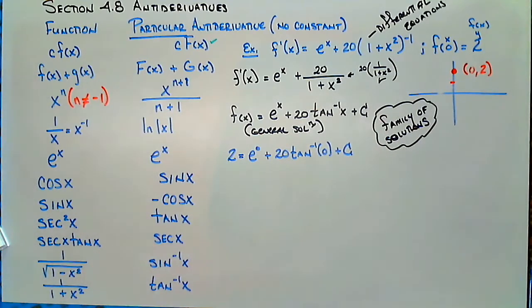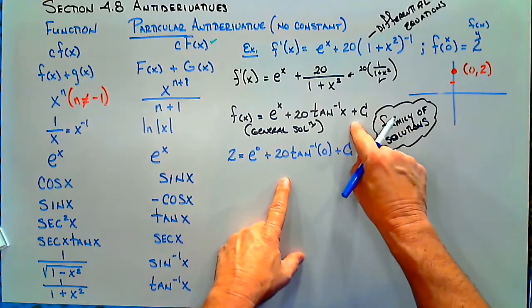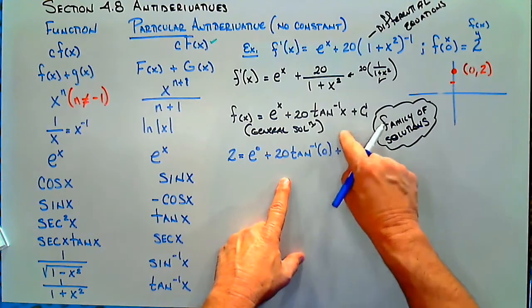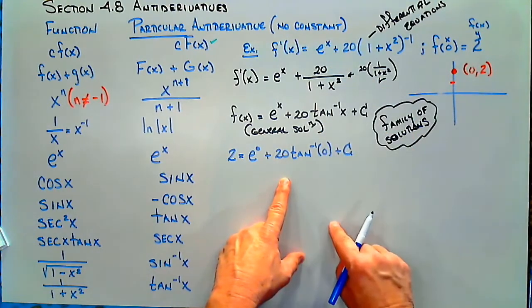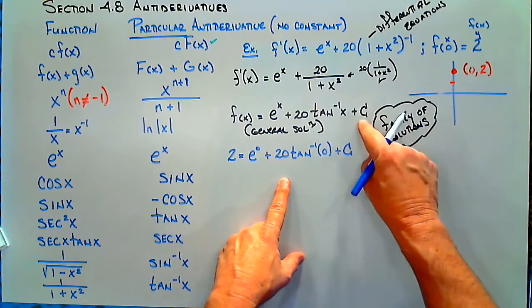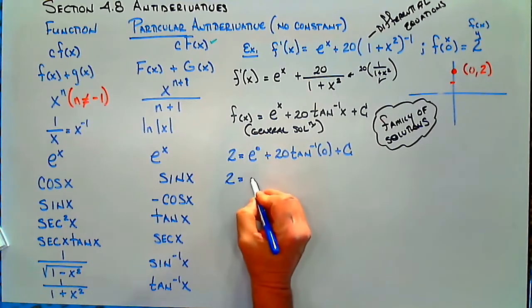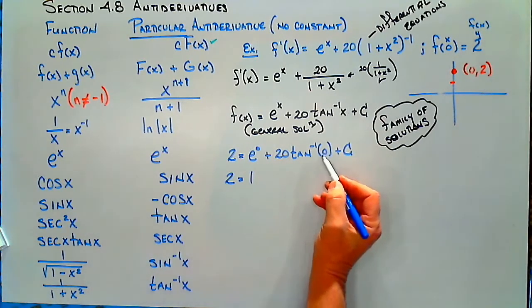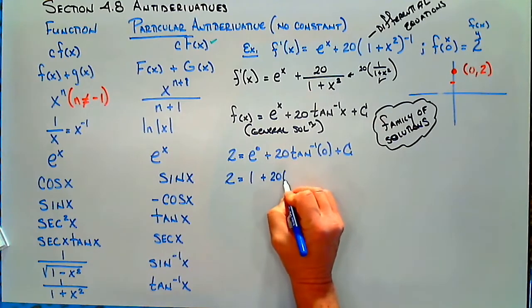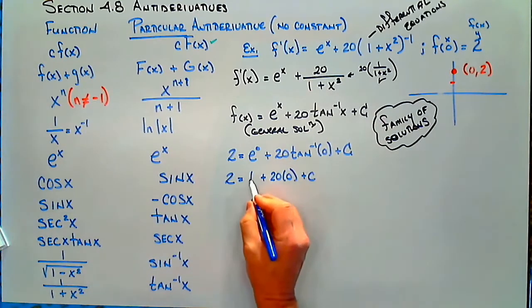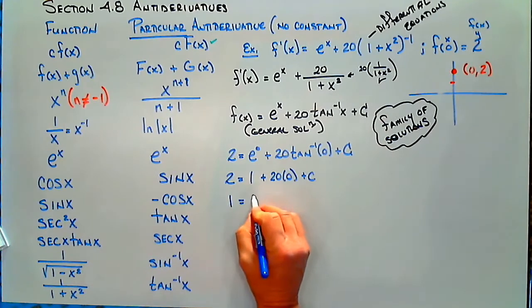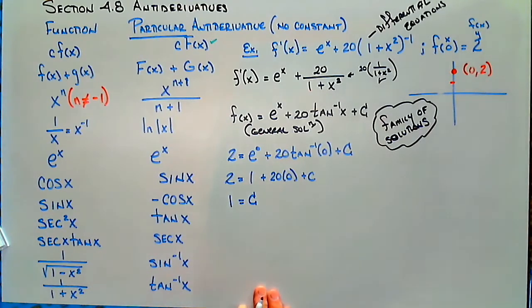Well, if we take a look at this, we're going to solve for c. That's the answer to how do I change a general solution to an antiderivative problem into a particular solution: you find the requested value of c. So we solve this equation. This is 2, right? E to the 0 is 1. Inverse tangent of 0 is 0, so that's plus 20 times 0 plus c. Move the 1 over here, and we get 1 equals c.